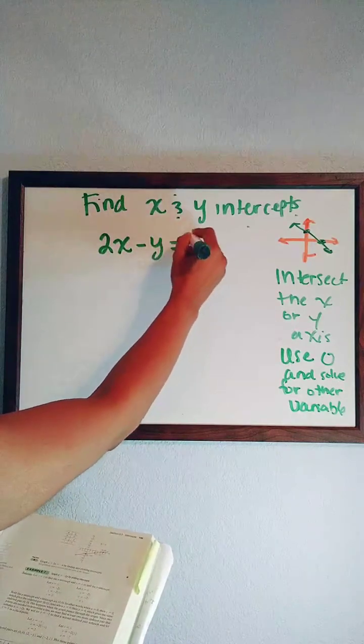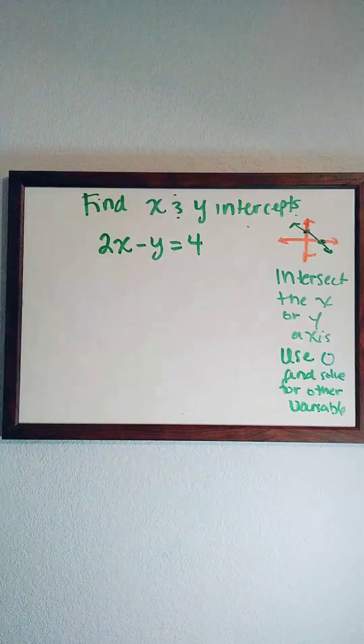2x minus y is equal to 4. Okay, let's do that one.